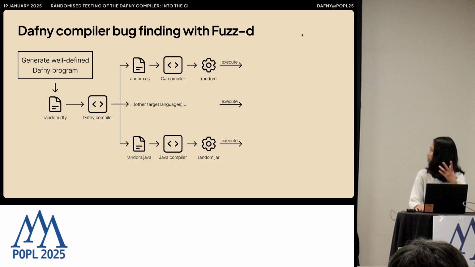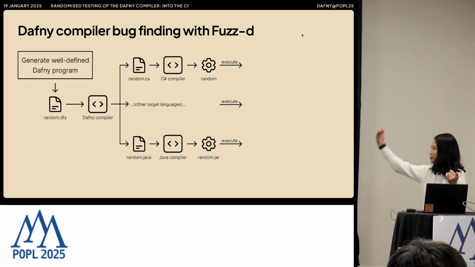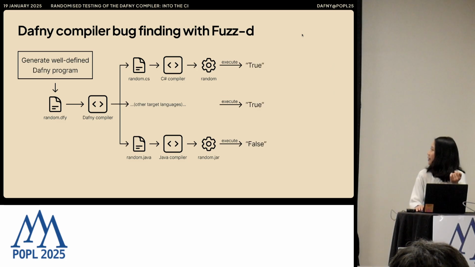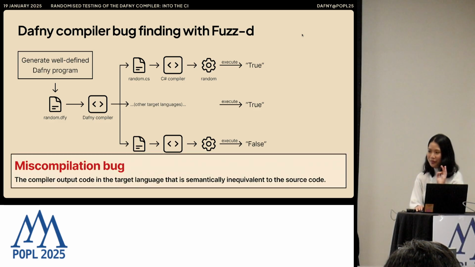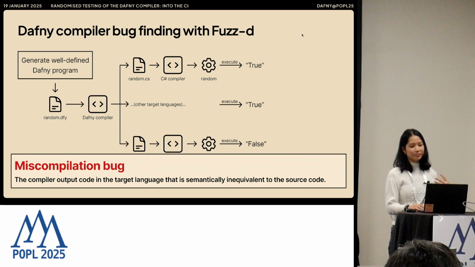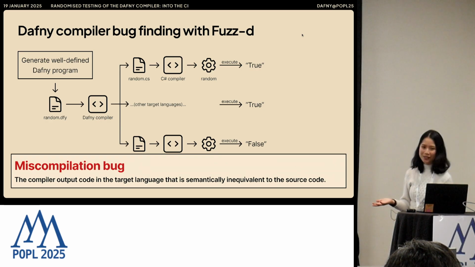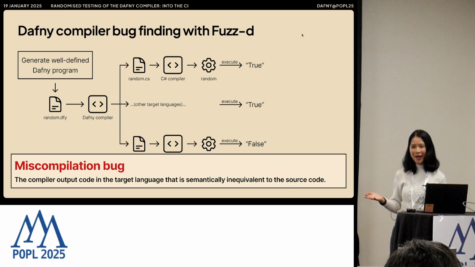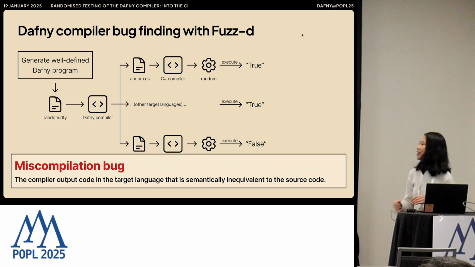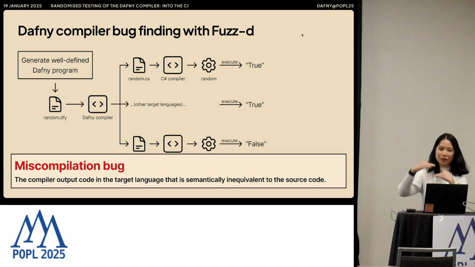If that doesn't happen, we'll try to execute all of them in parallel. And here we can find the last type of bug, which is called the miscompilation bug. This is kind of the most dangerous type of bug because it doesn't produce any errors. It's just silent all the way through until the end. And the only way you can find out if this type of bug exists is if you compile to multiple languages at once and compare.